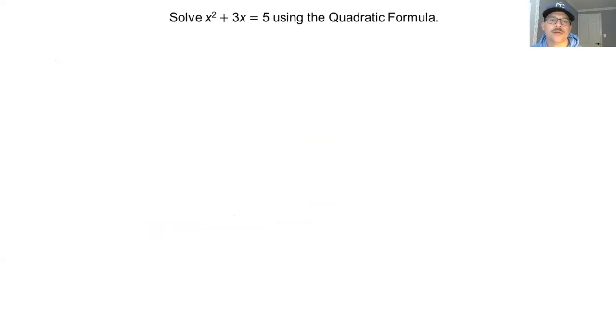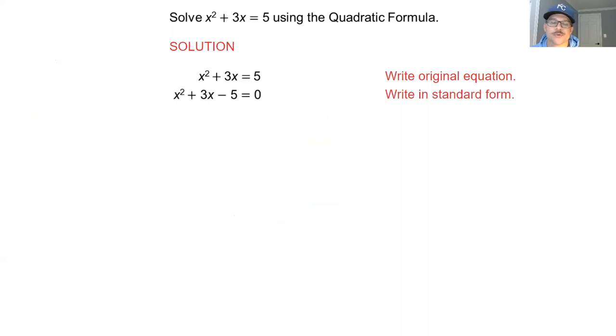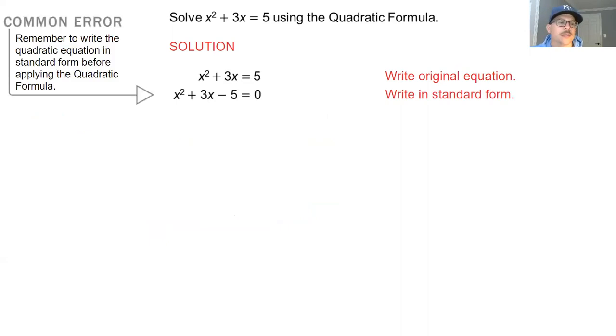So we're going to start with a pretty easy example, x squared plus 3x equals 5, and we're going to solve this using the quadratic formula. The first thing we need to do is to move all of our terms to one side of the equation and set it equal to 0. So you would subtract that 5 on both sides. Now you have your A, your B, and your C term. Your A is 1, because it's the number in front of your x squared. Your B is 3. Your C is negative 5.